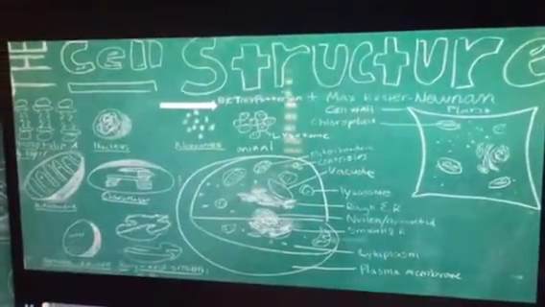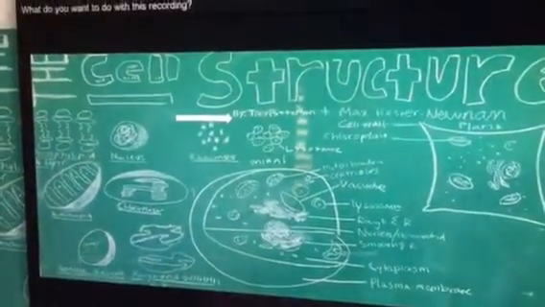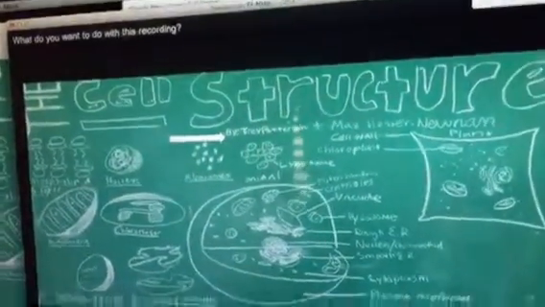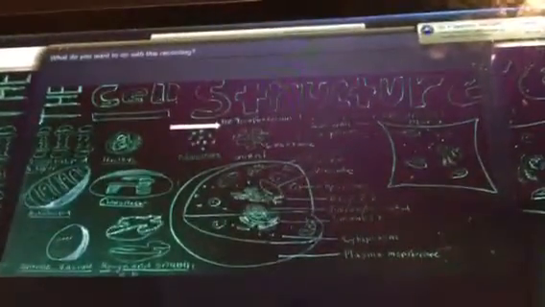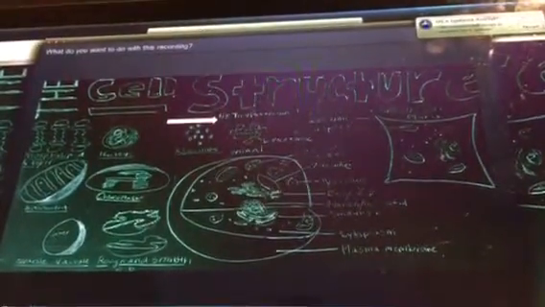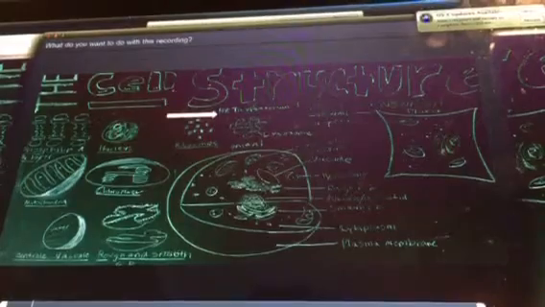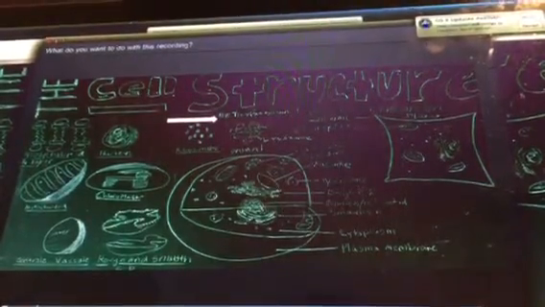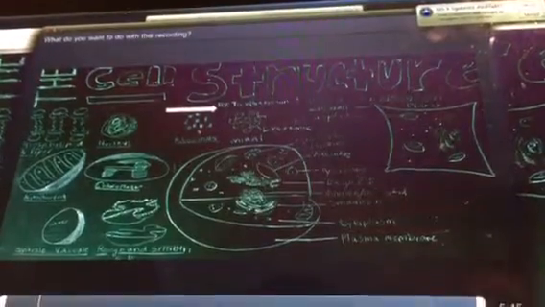Our topic is the cell structures. As you can see on the board, this shows a vast majority of the organelles in every single cell. In the middle of the board is an animal cell, and to the right is a plant cell. As you can see, all the organelles are drawn and labeled.